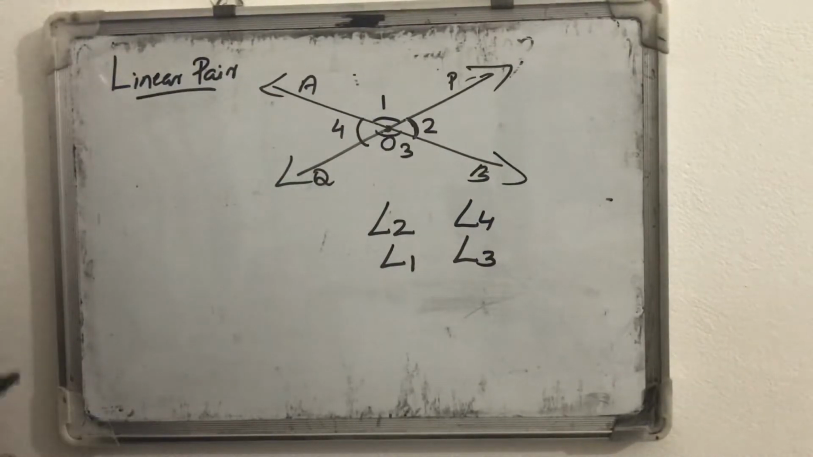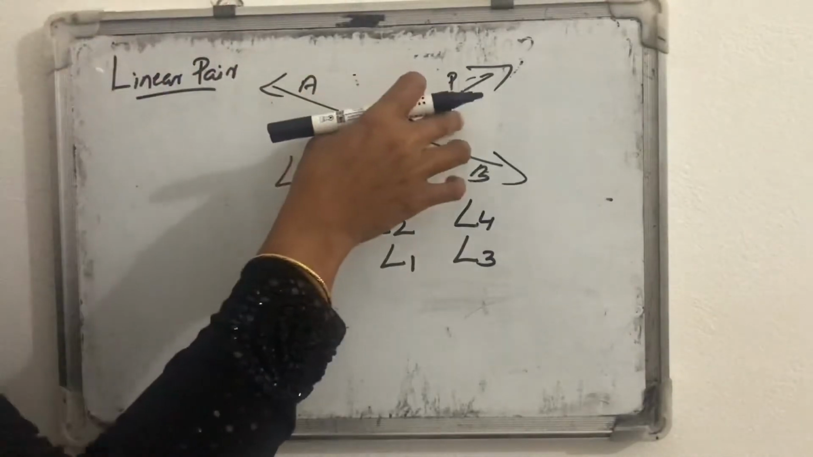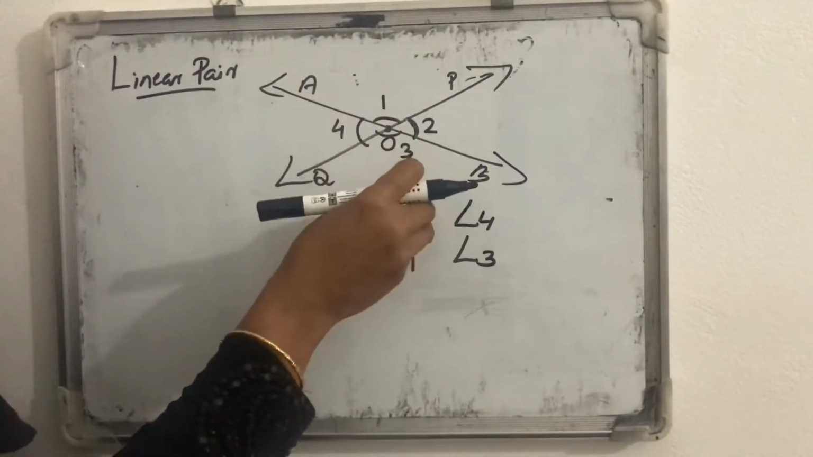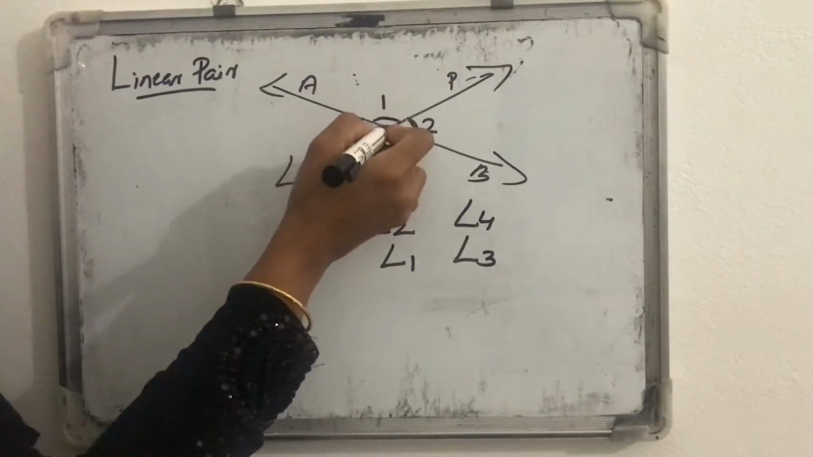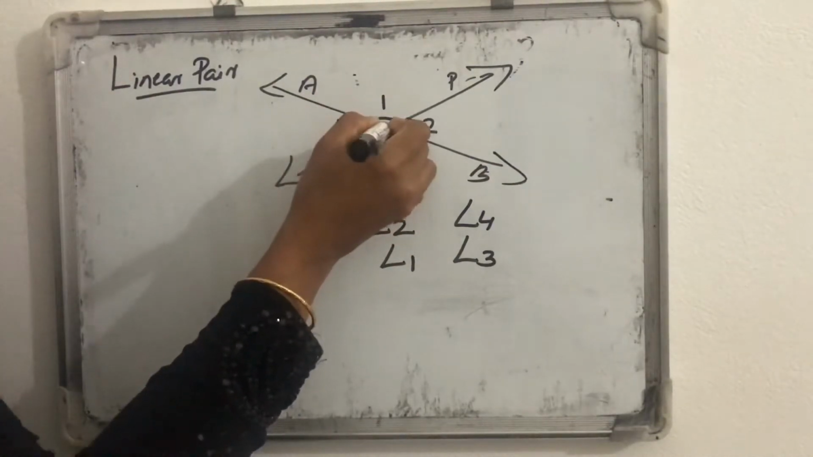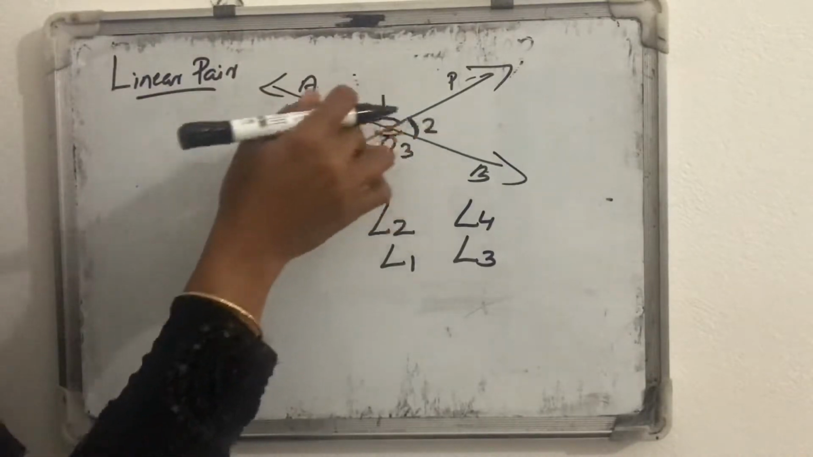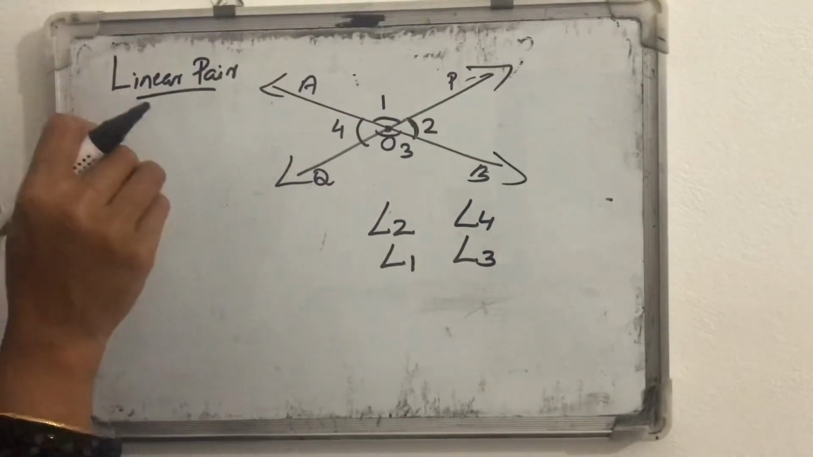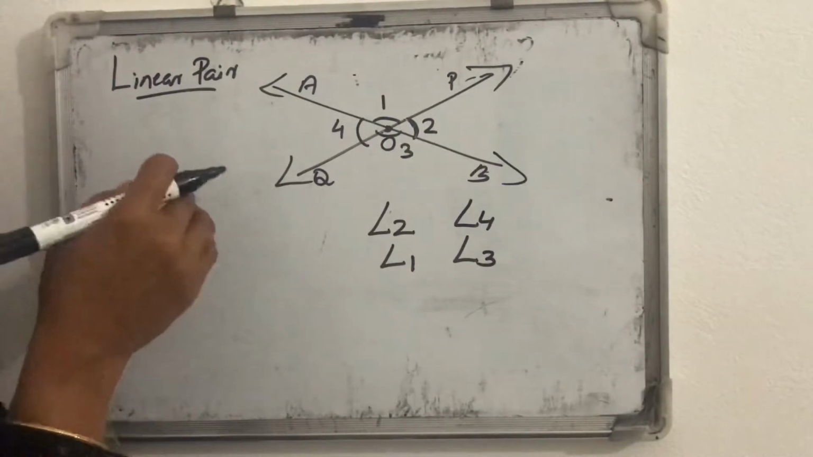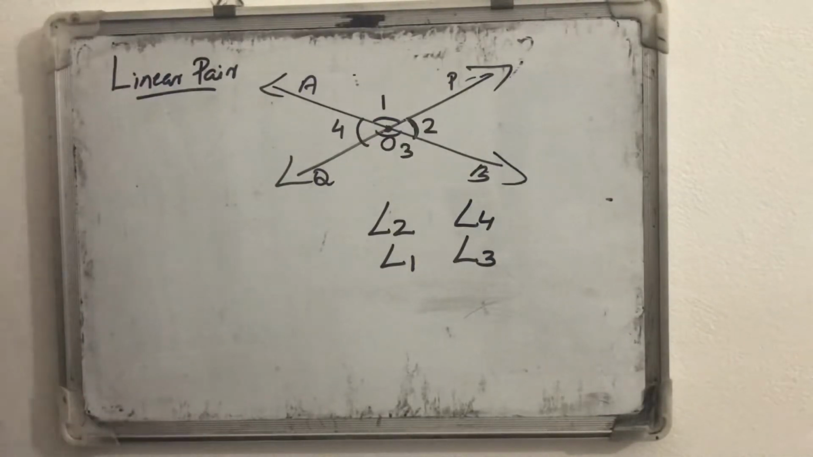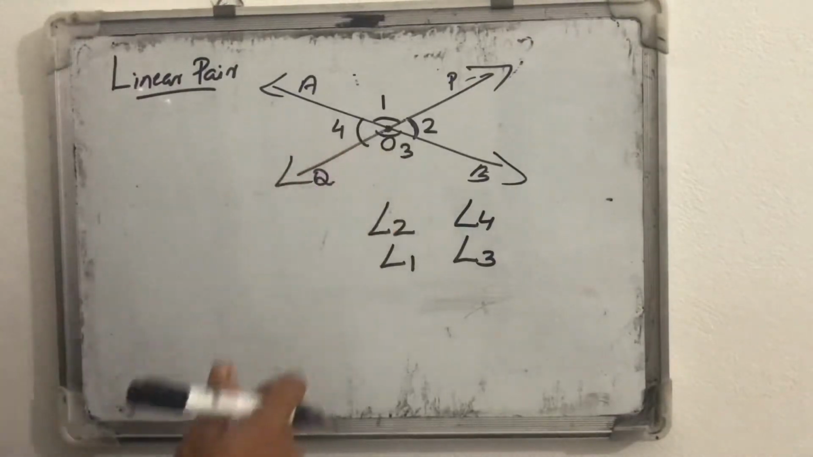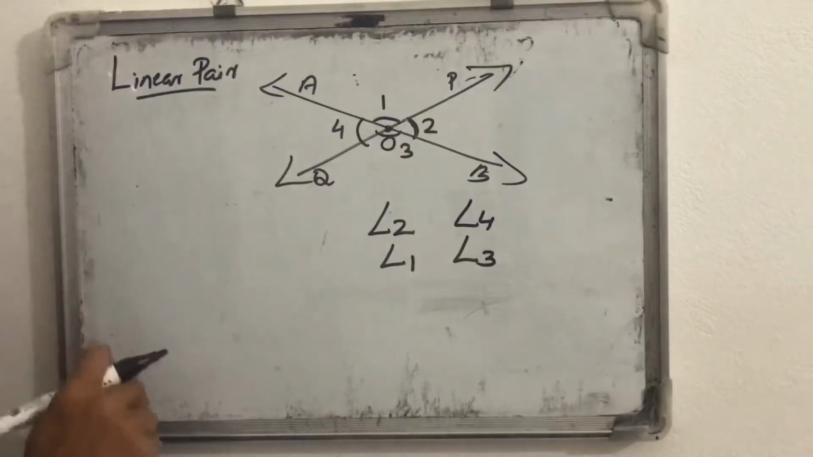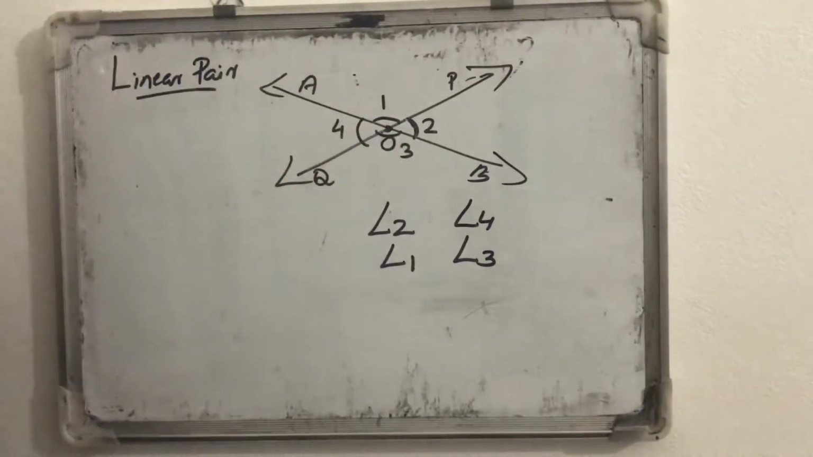Clear what is meant by vertically opposite angles? There should not be any common arm, and the vertex should be the same. The two angles should have a common vertex, but they have no common arm. Such angles are called vertically opposite angles. Here two pairs of vertically opposite angles are there: one is angle 2 and angle 4, and the other is angle 1 and angle 3.